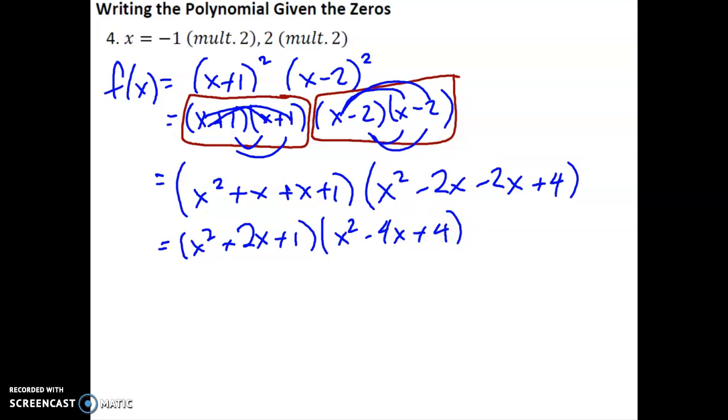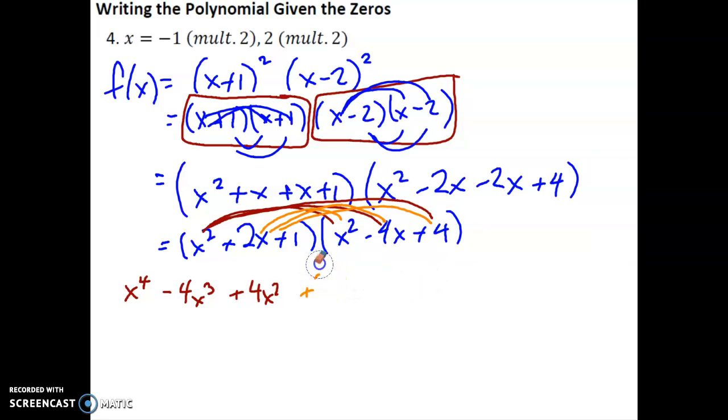All right, now I'm going to need to do some distribution to figure out what I've got here. So let me change pen colors so we can follow along. All right, first I'm going to distribute my x squared to each of these. Okay, so I'm going to get x to the 4th minus 4x to the 3rd plus 4x squared. Okay, now I'm going to come back and I'm going to distribute 2x to each of these. So that's going to give me, actually I'm going to line it up so that my like terms are together. That's going to make the next step easier.